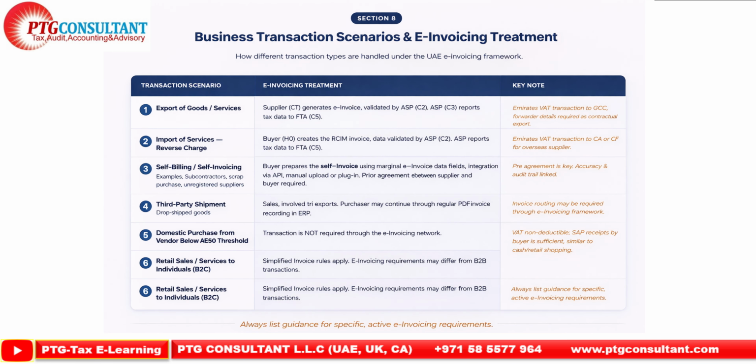Section 8. Business transaction scenarios. There are 6 key scenarios to understand. First, exports of goods or services. The supplier generates the e-invoice, validated by their ASP. However, the e-invoice is not transmitted to the buyer's access point. A standard ERP-generated PDF is sent to the overseas buyer instead.